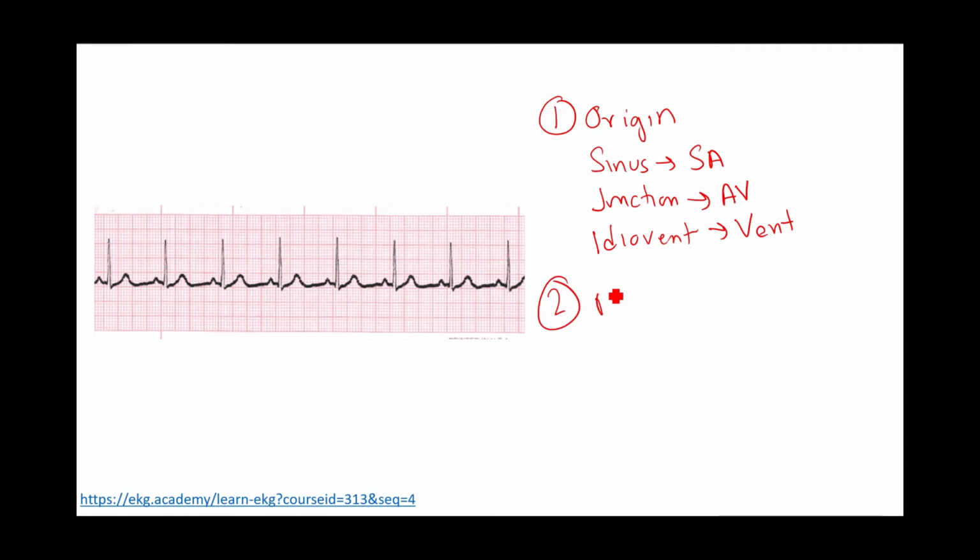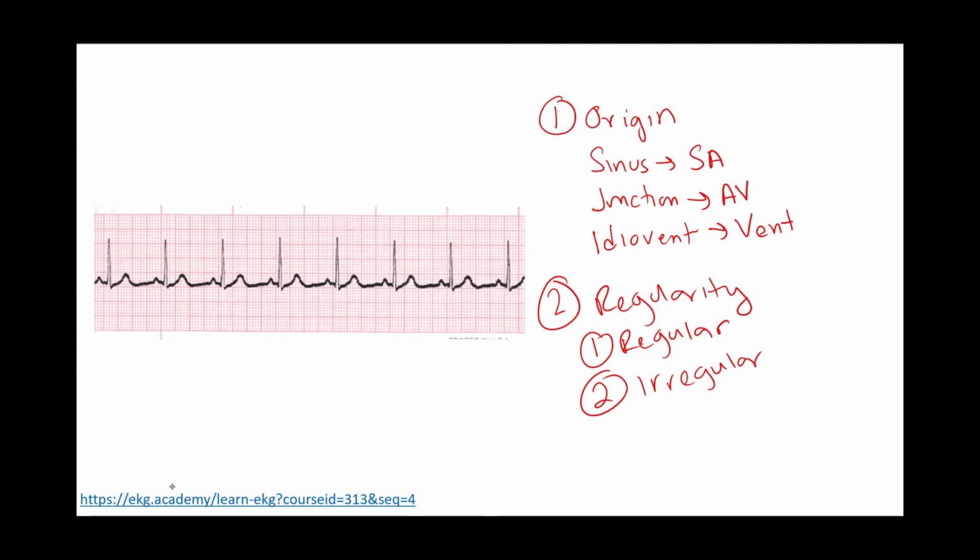Alright, the second thing you want to think about is the regularity. Is the rhythm, number 1, regular? Meaning, is it occurring at a regular pattern? Or is it irregular? Meaning, there really isn't any regularity to its pattern, or there is no pattern at all. Let's try to use these two concepts for this particular EKG. We want to know the origin of this rhythm. Is it sinus rhythm? And what does that mean?